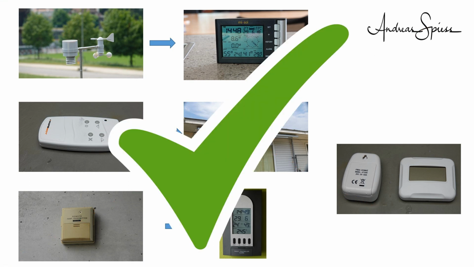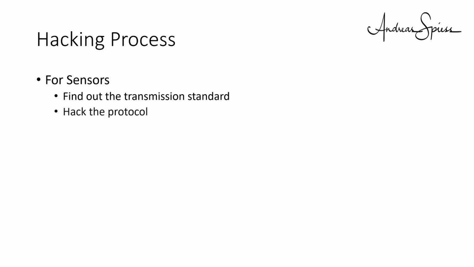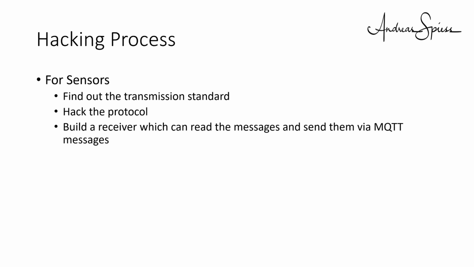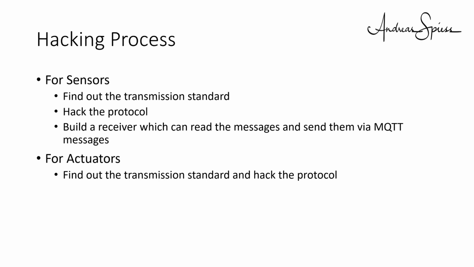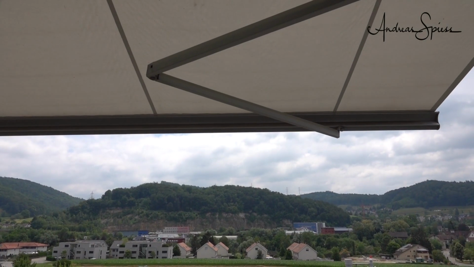The process to do it is always more or less the same. For sensors, we have to find out the transmission standard, we have to hack the protocol, and we have to build a receiver which can read the messages and send them via MQTT. And for actuators, we also have to find out the transmission standard and hack the protocol. And then we have to build a device which understands MQTT and can create fake 433 MHz messages.